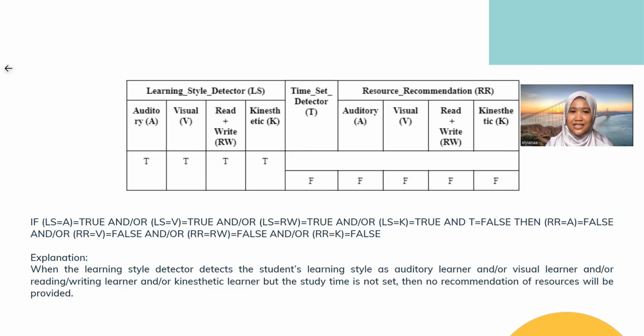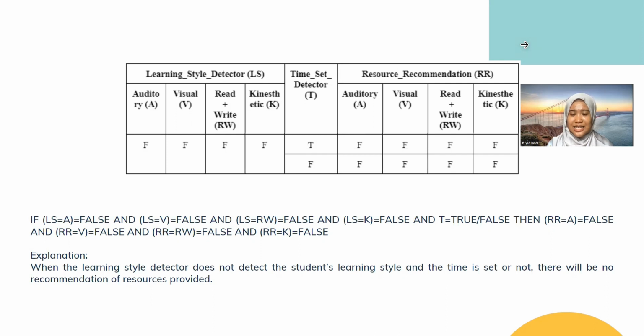When the learning style detector detects the student's learning style as an auditory learner, and or visual learner, and or reading or writing learner, and or kinesthetic learner, but the study time is not set, then no recommendation of resources will be provided. The last one is when the learning style detector does not detect the student's learning style, and the time is either set or not, there will be no recommendation of resources provided.